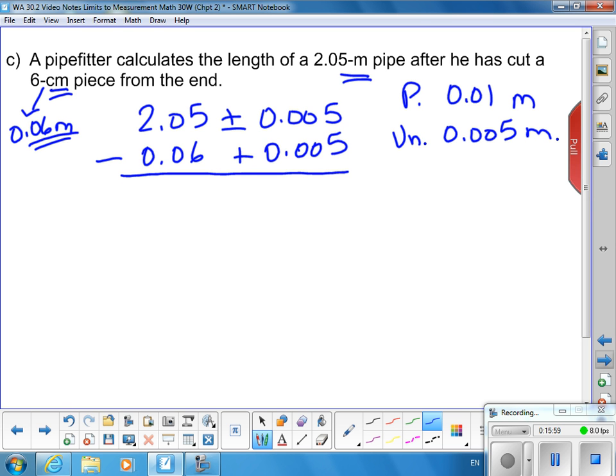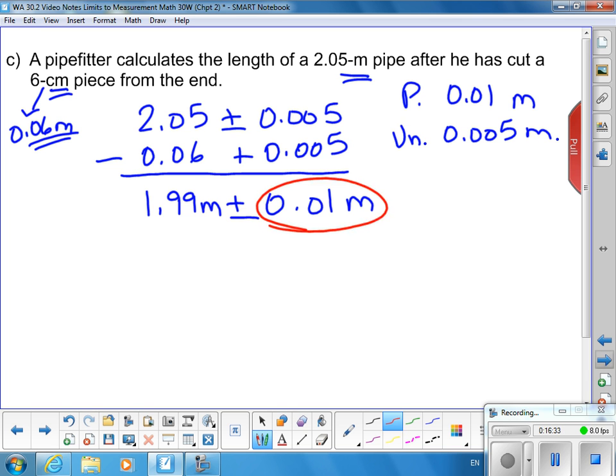So you're not going to have 0 uncertainty. You're actually going to be uncertain. 0.01 meters could be out either way, because you could have measured either one of them a little bit off. And the actual pipe now is 1.99 meters. So you could have measured the 2.05 meter pipe a little bit off, or you could have measured the 6 centimeter pipe a little bit off. So that's why we have to combine the uncertainties. This one is added together, but because you cut the piece off, you are subtracting the length.